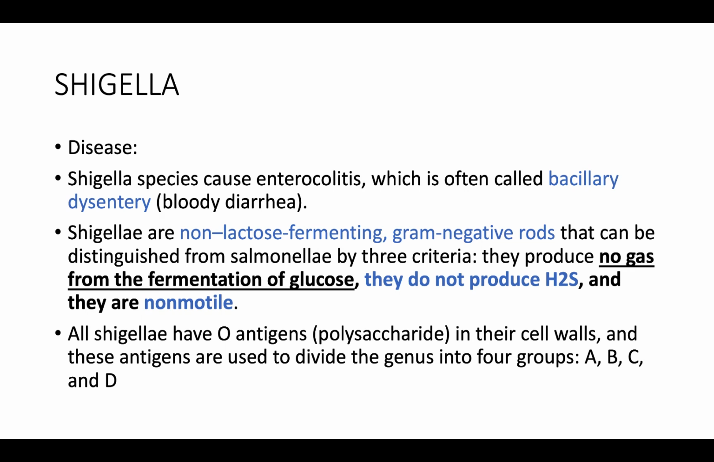So Shigella are non-lactose fermenters. They do not produce H2S. They are gram-negative rods. And there's no gas from the fermentation of glucose, so they will have an acid butt, a red slant, no H2S, and they are non-motile. This is of course different from Salmonella. We said Salmonella has the H antigen, which means they are motile. All Shigella have O antigen, a polysaccharide in their cell wall, and these antigens are used to divide the genus into 4 groups.